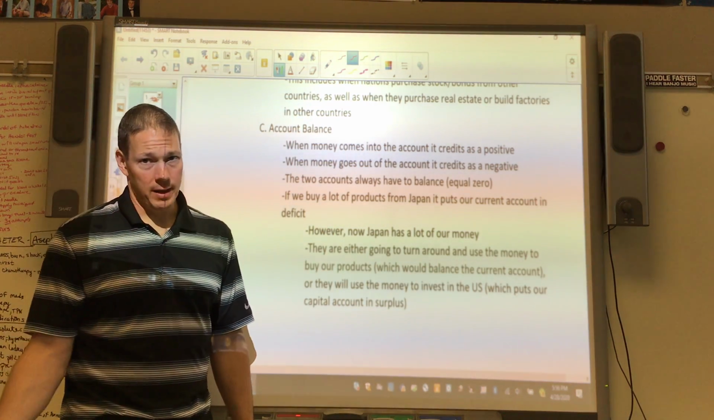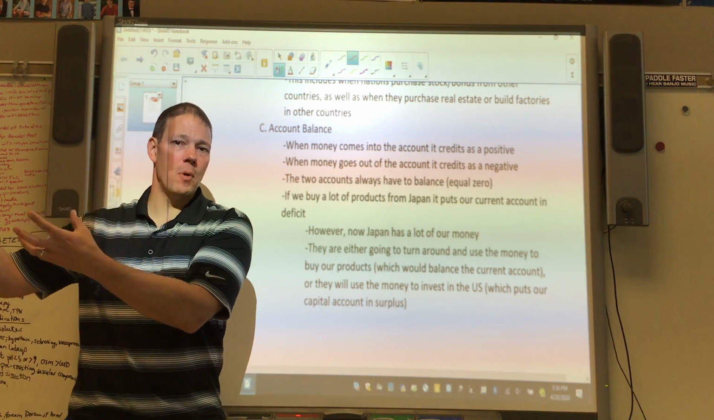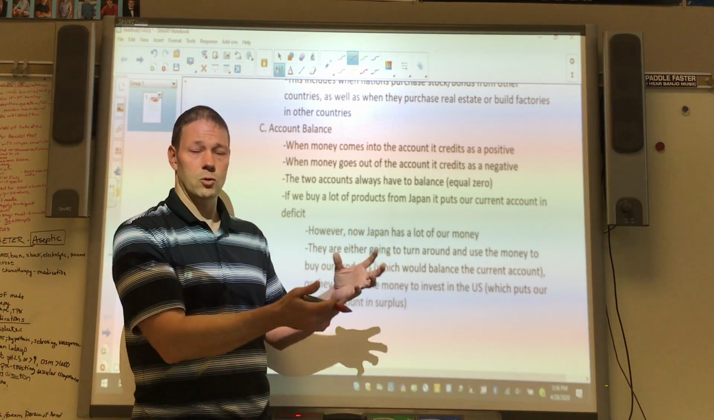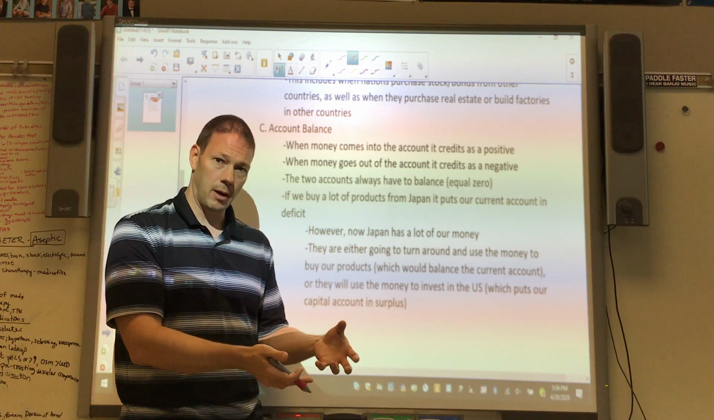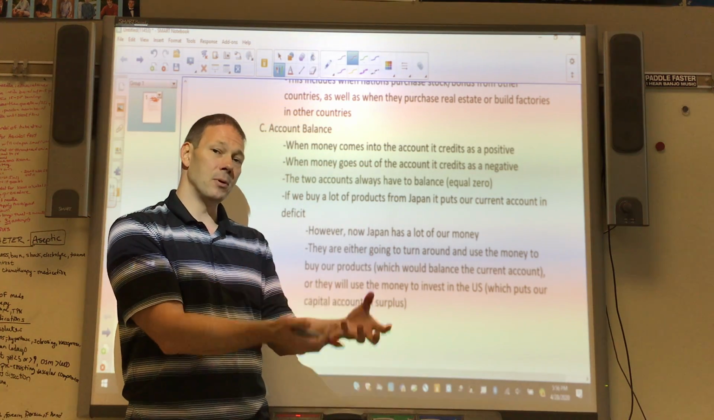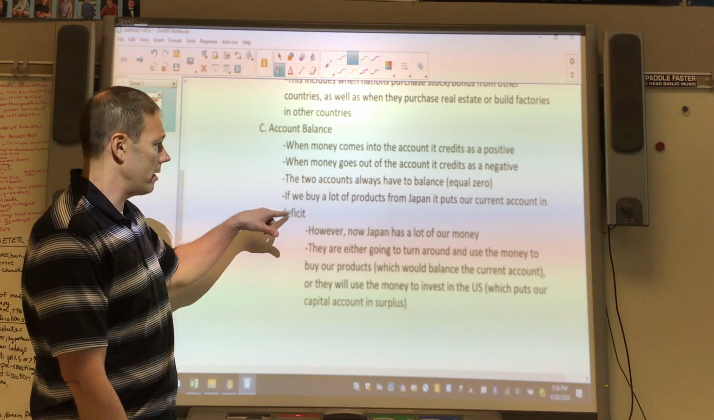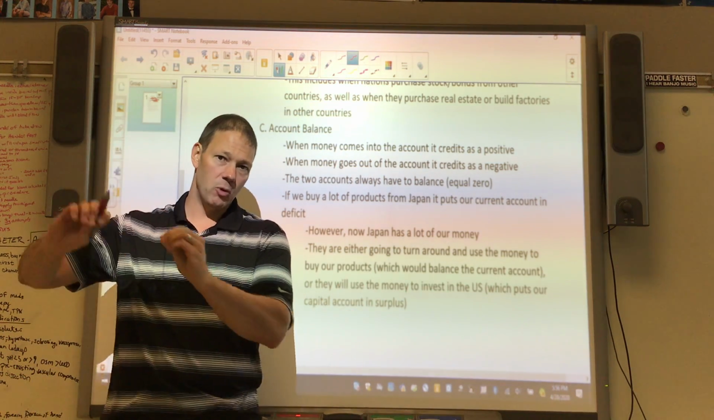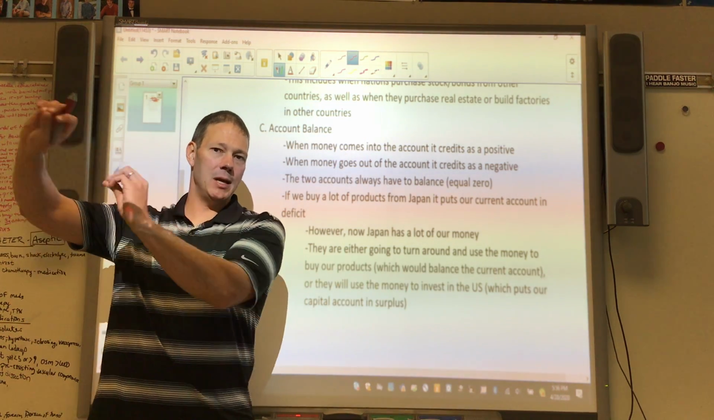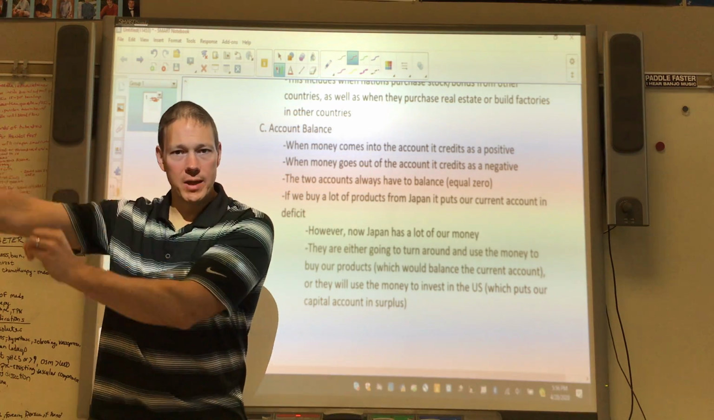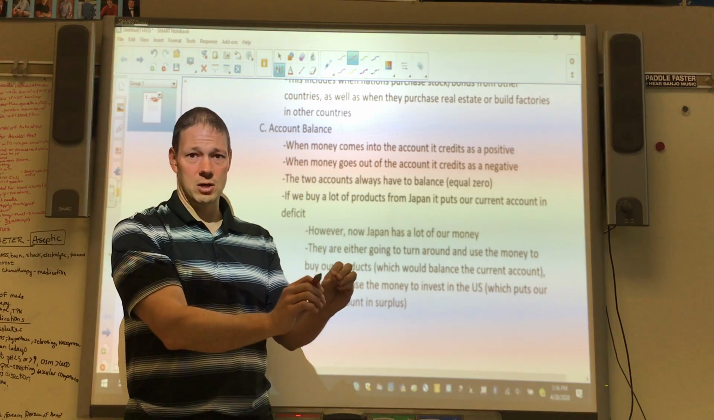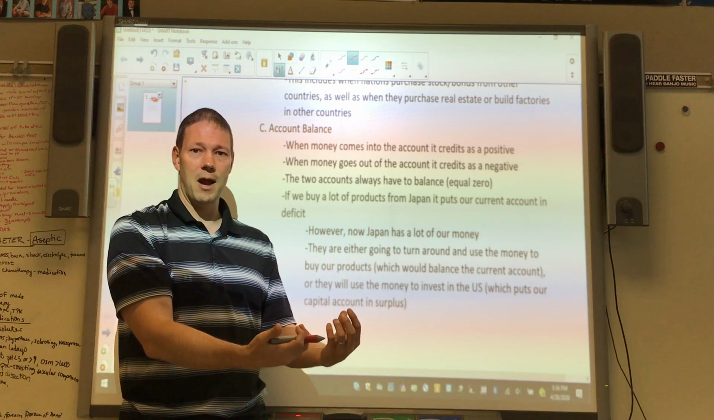What they're probably more likely to do is take that money and turn around and invest it or reinvest it back in America. And that puts our capital account in surplus. So where the current account started out in deficit because we bought from other countries and money got sent to other countries, when they send that money back and reinvest in America, our capital account becomes positive.